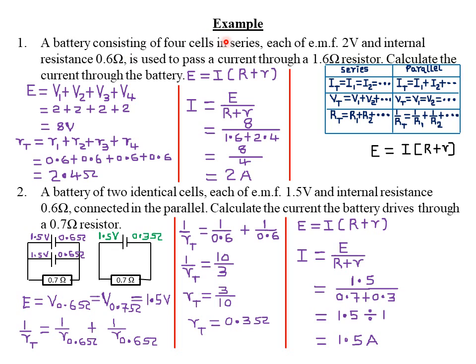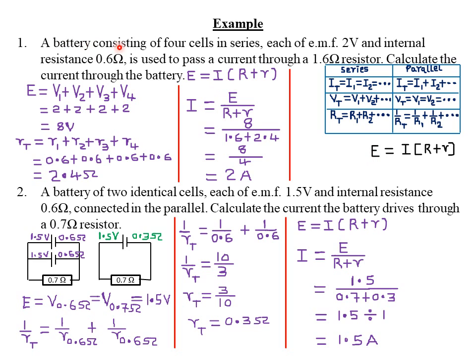So because in this question we are told that a battery consisting of 4 cells in series, that means we are going to consider the equations for series connection. They want us to calculate the current through the battery, so they want the current I. For you to find the current, you must have the EMF, you must have the external resistance, and also the total internal resistance. So our first task is to find the EMF, that is the total voltage through that particular circuit.